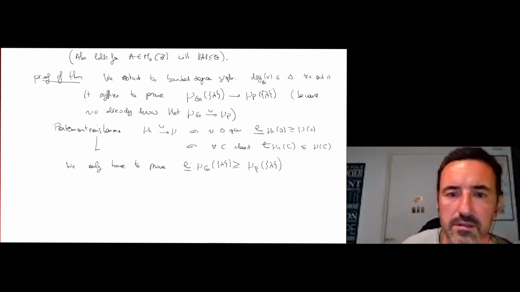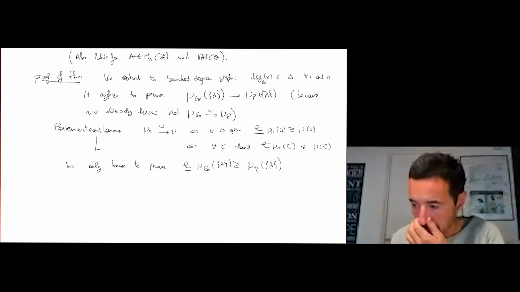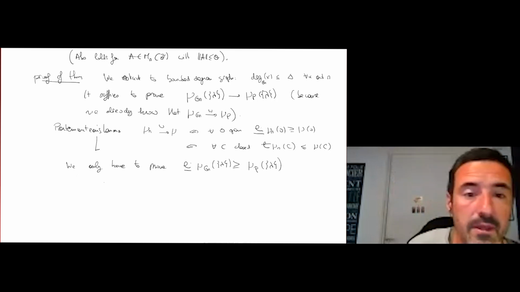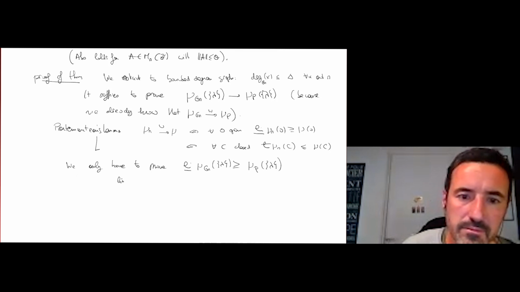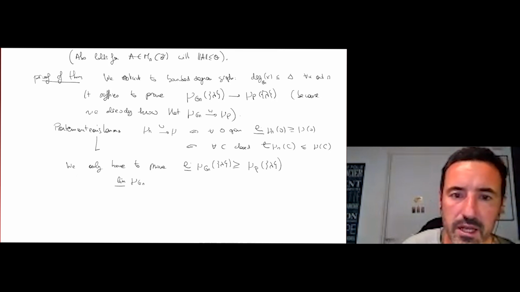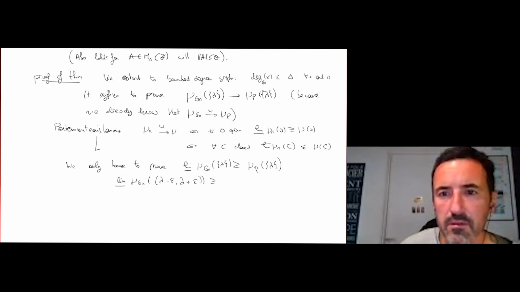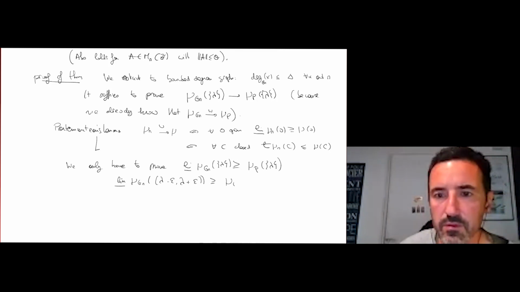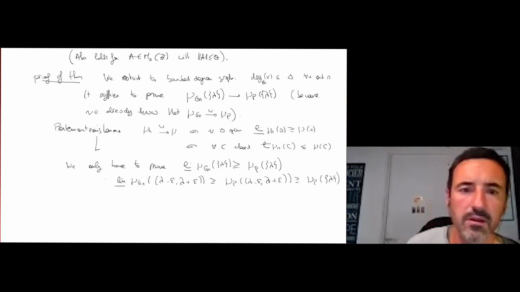Okay, but what to prove that? It will be a consequence of the lemma of Luc. We know that the limit of mu of g_n of (lambda minus epsilon, lambda plus epsilon) is at least mu rho of (lambda minus epsilon, lambda plus epsilon), which is at least mu rho of lambda.